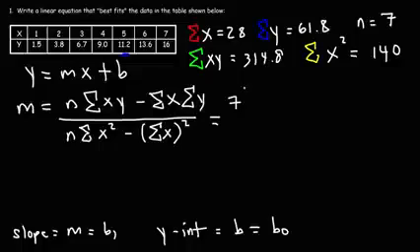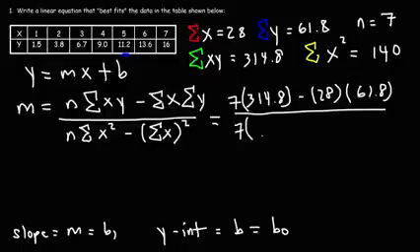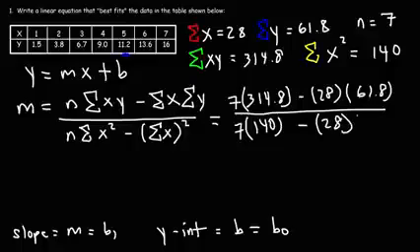So this is going to be 7 times the sum of xy, which is 314.8, minus the sum of x, so that's 28, times the sum of y, which is 61.8, and then divided by n. Now the sum of x squared, that's 140, and then minus the sum of x, which is 28, but we're going to square that. And so this is what we're going to get.